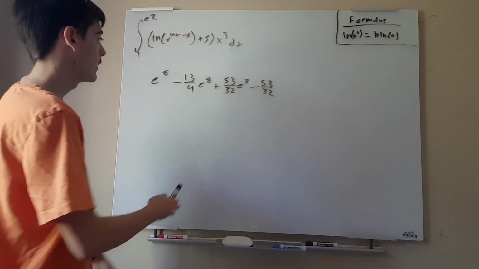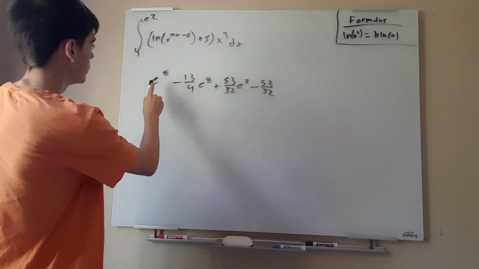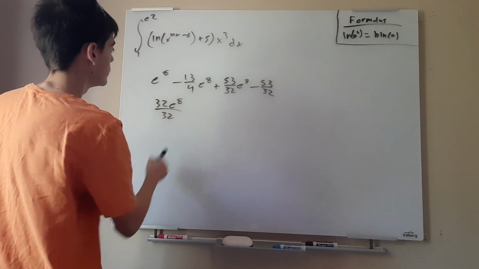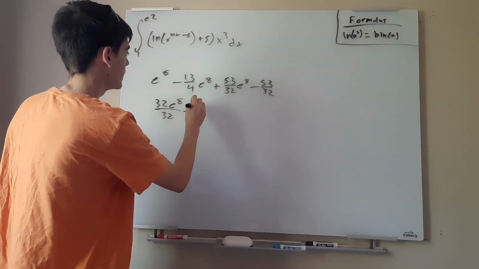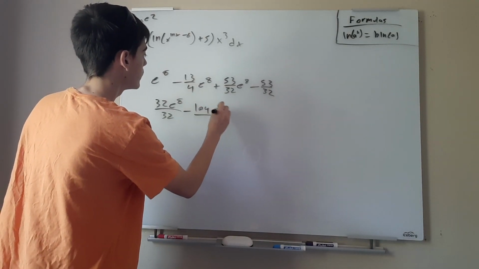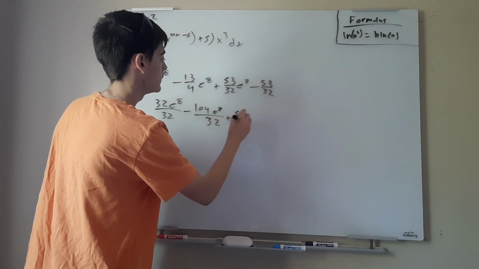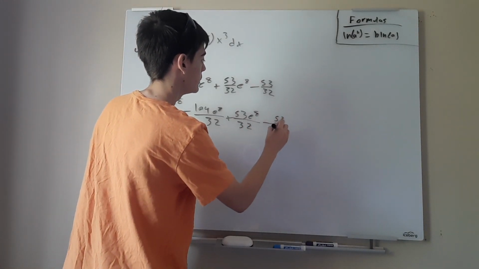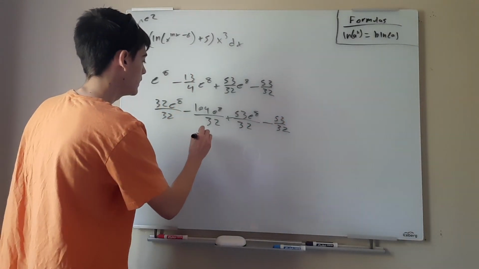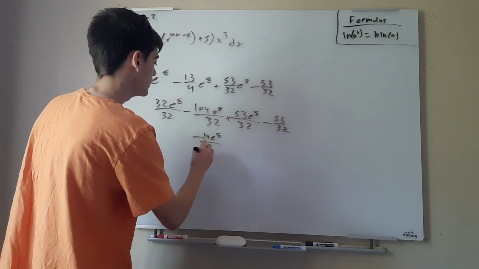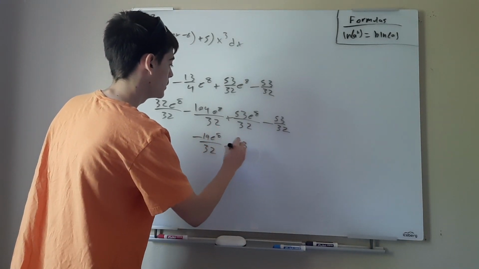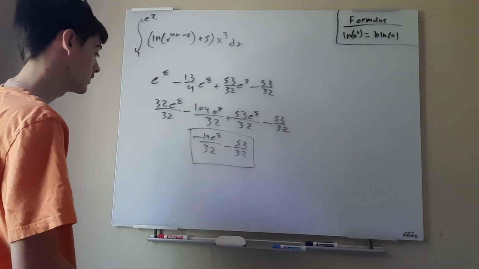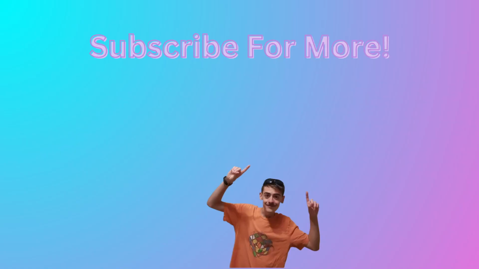Now if we notice, our common denominator is going to be 32 combining all of this, so we'll just have to multiply this first term by 32 over 32. So 32 e to the 8th over 32. This one we'll have to multiply by 8. That will be minus 104 e to the 8th over 32. And this is still just plus 53 e to the 8th over 32. And then minus our 53 over 32. Combining this, we will get negative 19 e to the 8th over 32 minus 53 over 32. And then after all that, we finally have our finished answer.